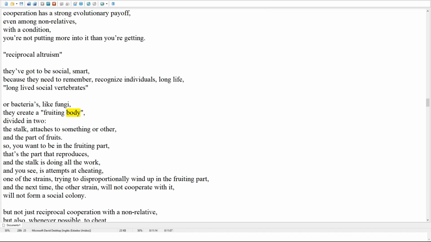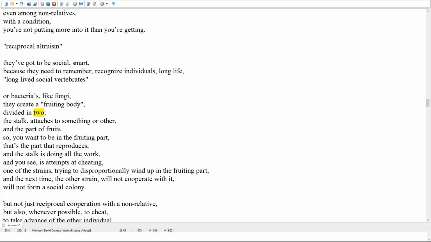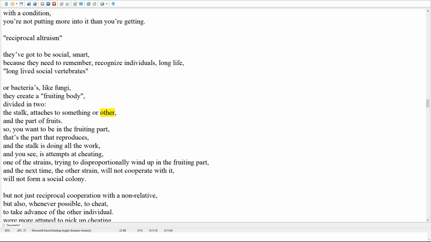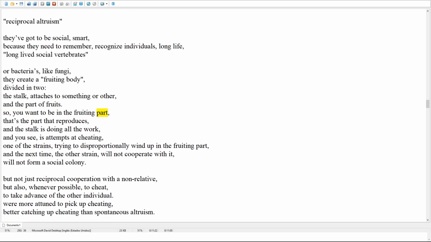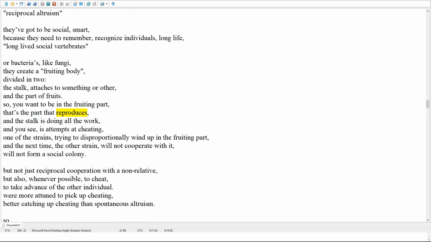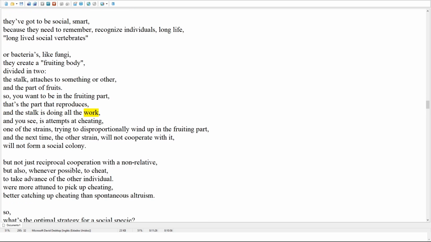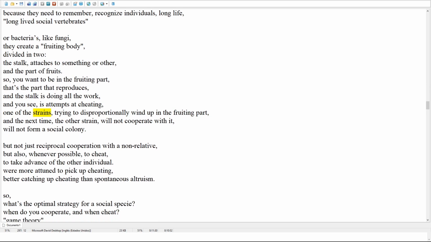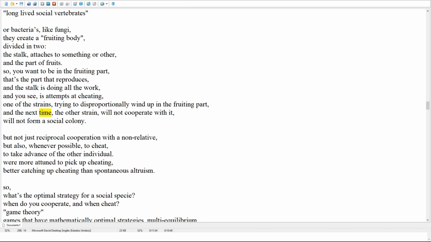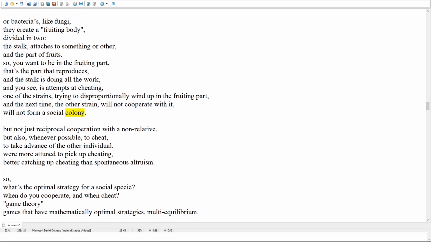They create a fruiting body, divided in two. The stalk attaches to something or other, and the other part fruits. So you want to be in the fruiting part; that's the part that reproduces, and the stalk is doing all the work. And you see attempts at cheating. One of the strains tries to disproportionately wind up in the fruiting part, and the next time, the other strain will not cooperate with it. It will not form a social colony.